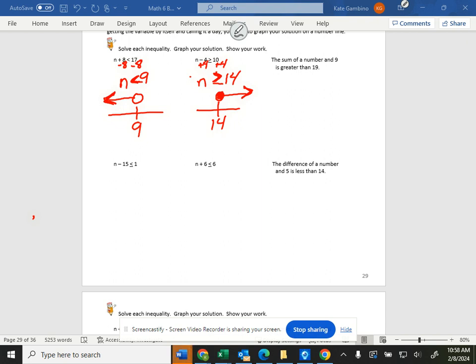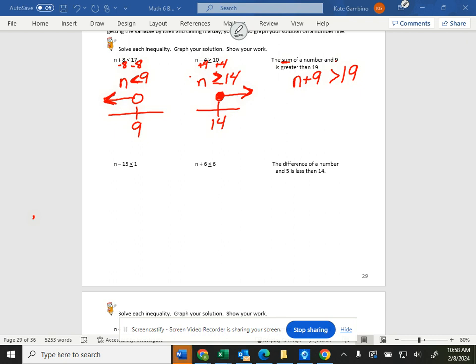Now it says the sum of a number and 9 is greater than 19. Oh my goodness, they're throwing in another previous objective on this. What do you think I have to do here, Melanie? Yeah, you have to write it out. They're giving us the verbal phrase. We have to write what that means. So the sum of a number and 9 is greater than 19. So we have a number, the sum is adding 9, and then greater than 19.